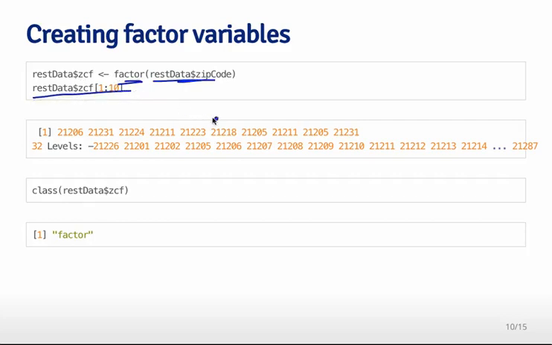So if I look at the first 10 values of ZCF, it shows me these values, and they look just like they did before. They look like the zip code values, but then it tells me how many different zip code levels there are. There are 32 different zip code levels, and if I look at the class of this variable, it's a factor variable.